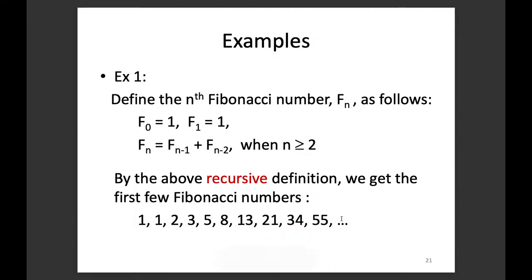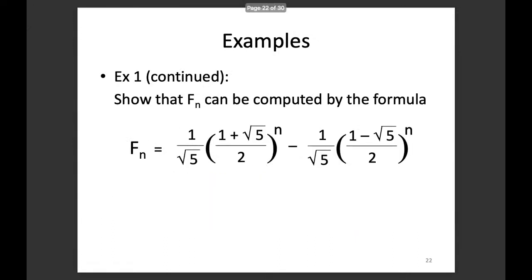This sequence of numbers has a lot of interesting properties. In particular, we want to show that a particular term Fn can be computed by using a formula like this. Let's see if it is correct. Sometimes I make a mistake with the power here. If n is equal to 0, then we will have 0. So actually, my formula here is slightly wrong. Instead of n here and n here, I think it should be n plus 1.